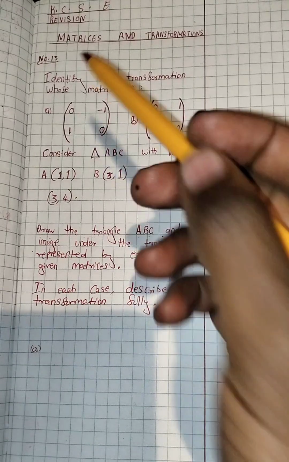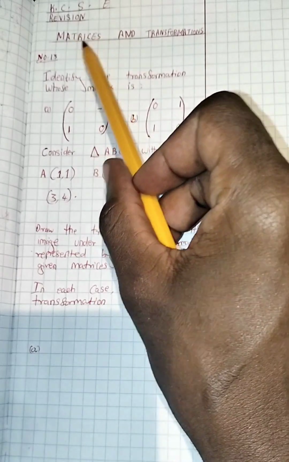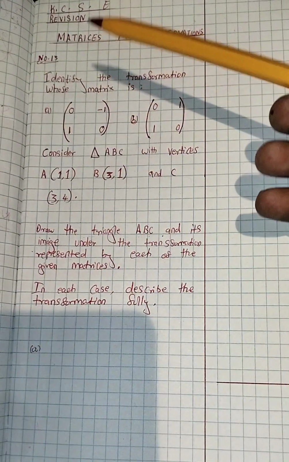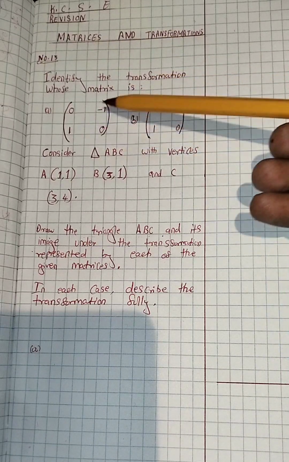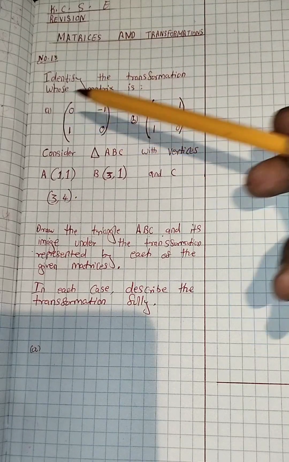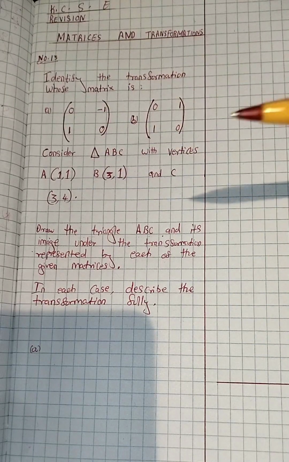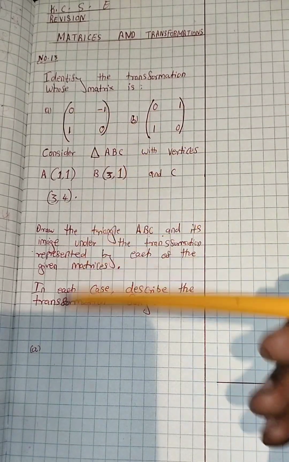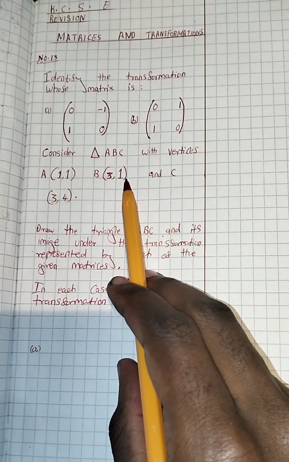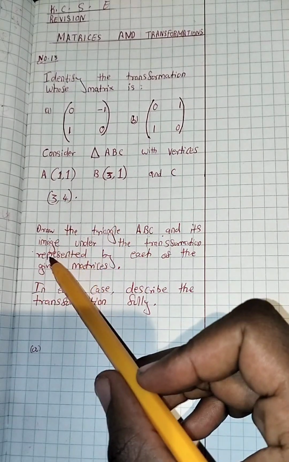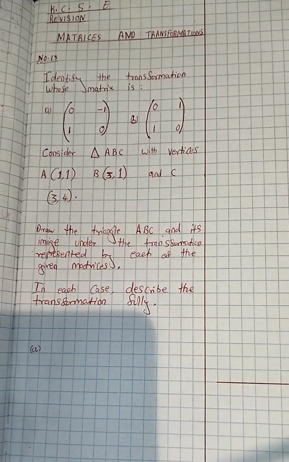Again, here a question comes in the KCSE revision. This is about matrix and transformation. The question says, identify the transformation whose matrix is 0, 1, negative 1, 0. For example, this is A, we're going to have B. And then it says, consider a triangle ABC with vertices A(1, 1), B(3, 1), C(3, 4). The question says, draw the triangle ABC and its image under the transformation represented by each of the following given matrix. In each case, describe the transformation fully.